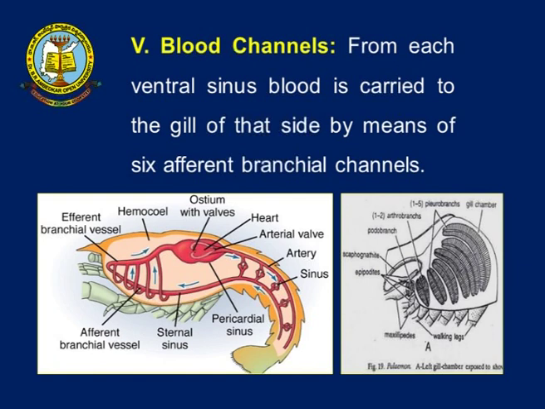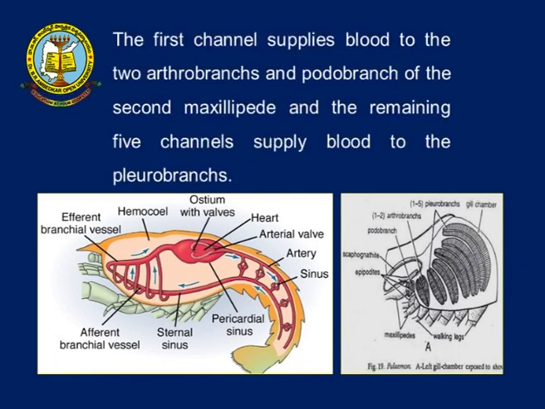From the ventral sinus, blood is carried to the gills of that side by means of 6 afferent branchial channels. Remember, the afferent branchial channel arises from the longitudinal branchial channels, which form a transverse channel, and this transverse channel is the one that opens into an afferent branchial channel. The first channel supplies blood to two orthobranchs, present in the thoracic region of the animal, and one podobranch.